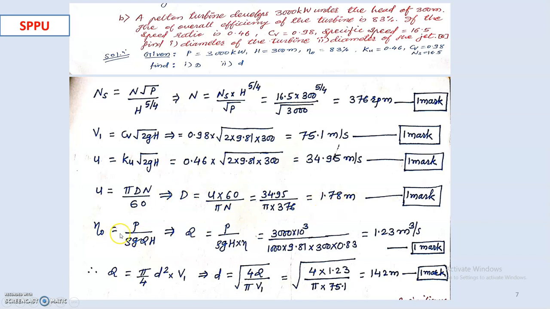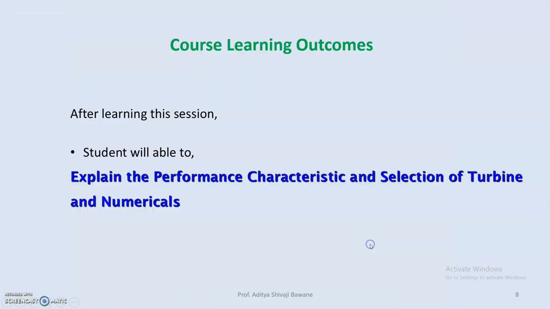Next, overall efficiency equal to shaft power by rho g Q H, since shaft power is given as 3000 kilowatt. So Q equal to 3000 kilowatt, so into 10 raised to 3 divided by the values. So I get 1.23 meter cube per second. So discharge equal to area into velocity, area pi by 4 into d square into V1, that is for Pelton wheel. Diameter equal to, I get 142 meter.